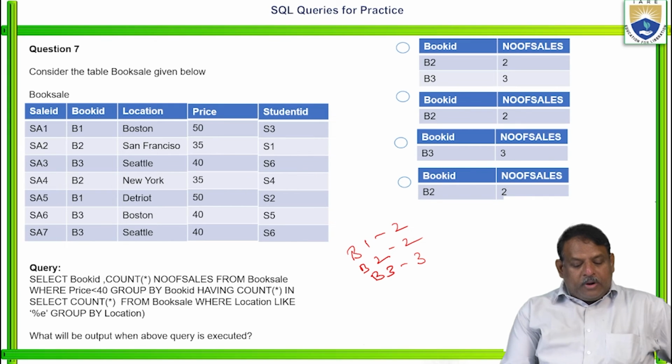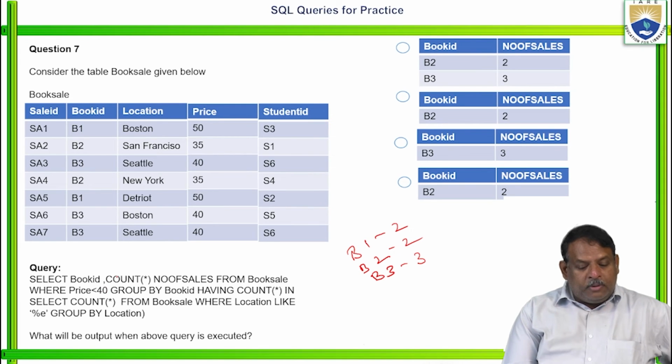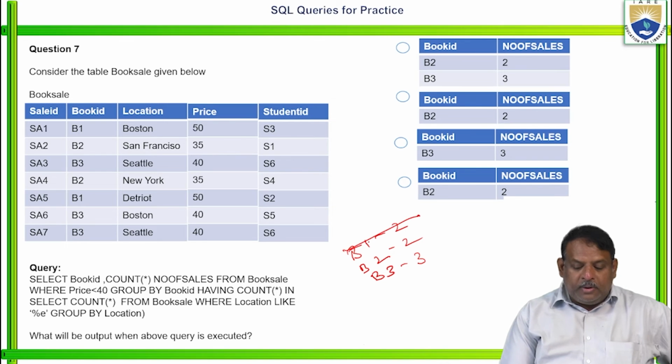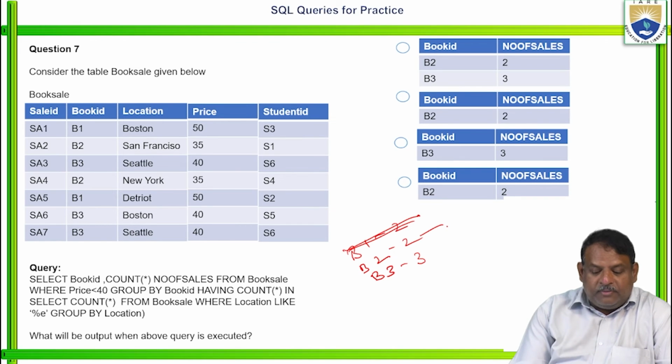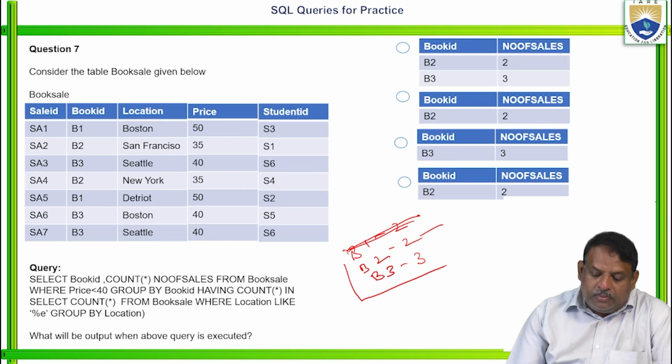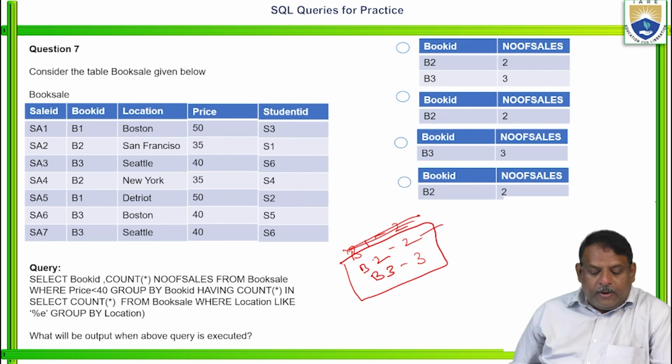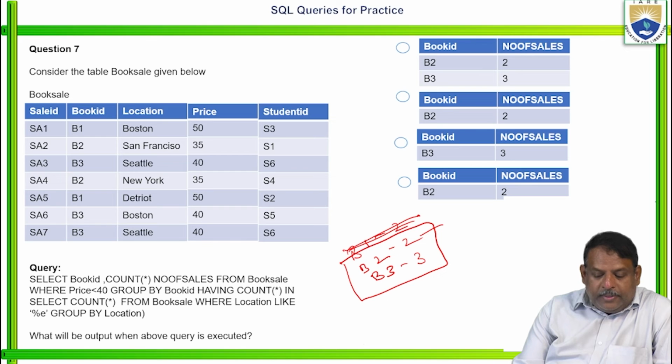Now we have to apply the price less than 40. So what is B1 price? B1 will not come. B2 is 35. So B2 is there, is a part of the answer. B3 is 40, so it is not less than 40. So out of this we have 2 records, B2 and B3. This is the count, right? Now we have to apply this count here.